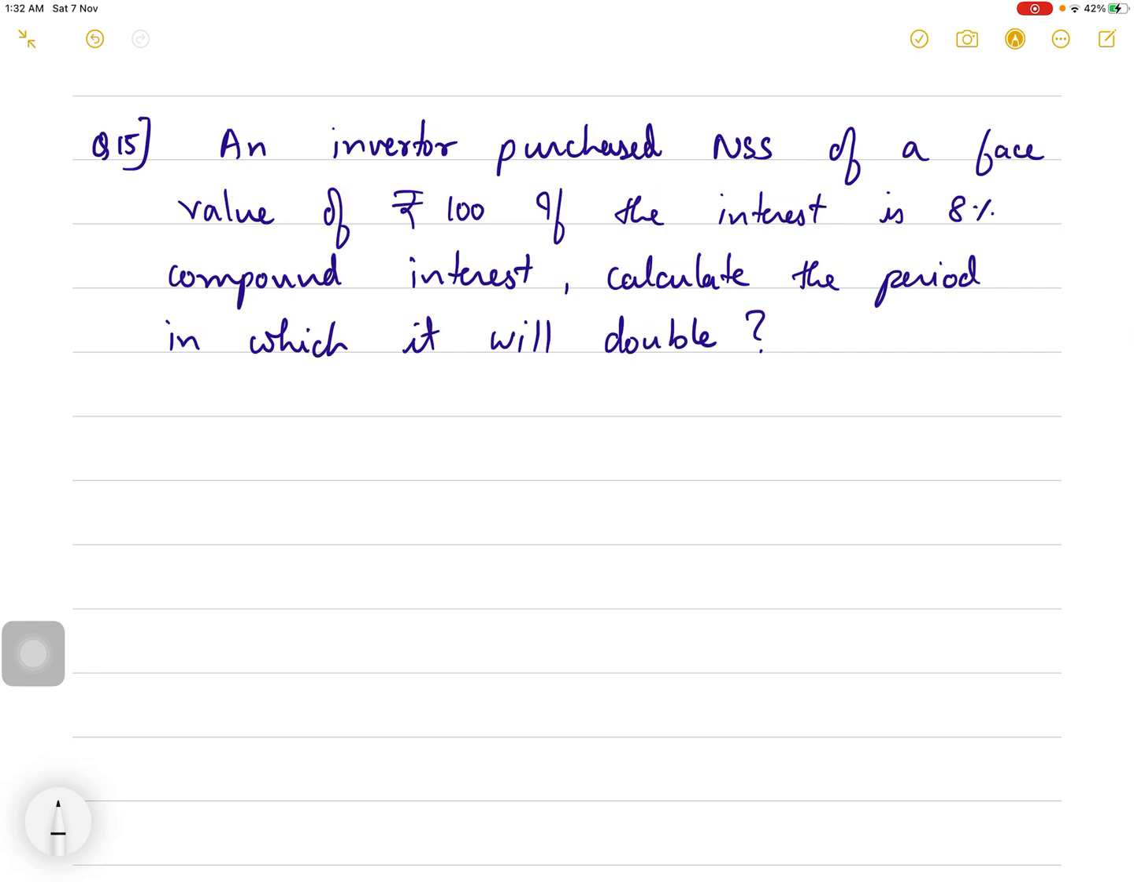An investor purchased NSS of a face value of rupees 100. If the interest is 8% compound interest, calculate the period in which it will double. Okay, the face value is 100, that means P is equal to 100. If the interest is 8%, that means R is equal to 0.08. Compound interest, you have to calculate the period in which it will double. That means if P is equal to 100, then A should be 200, right? And calculate the period, that means N you have to find out.